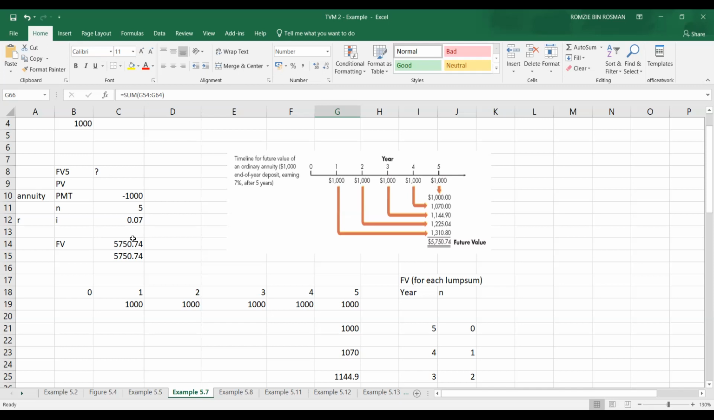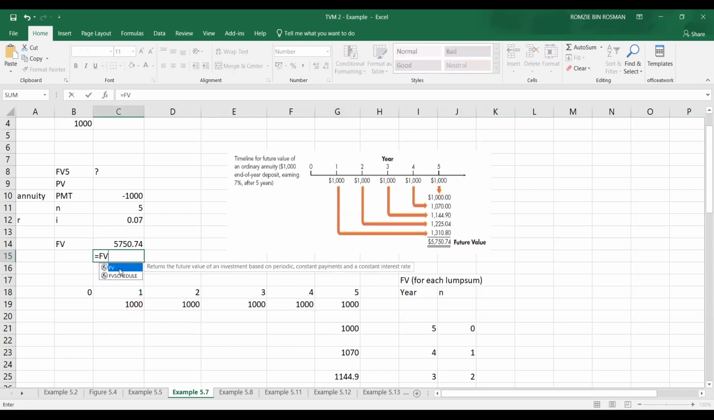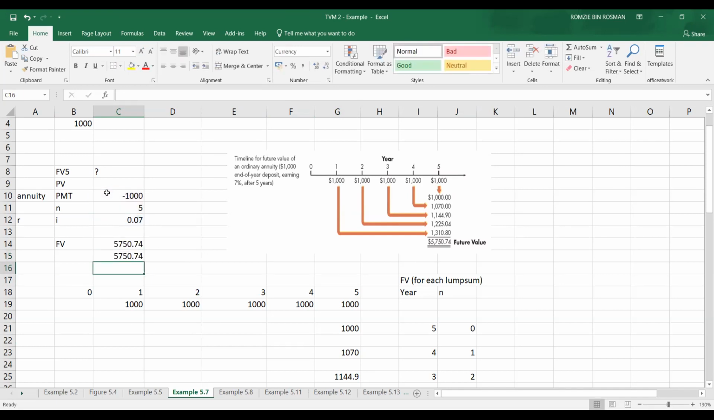And the rate. So your future value, same, you use future value. And the PMT is your annuity: 1000, 1000, 1000, 1000. Future value, so you get 5,750. Now why do you have present value? We don't have it.